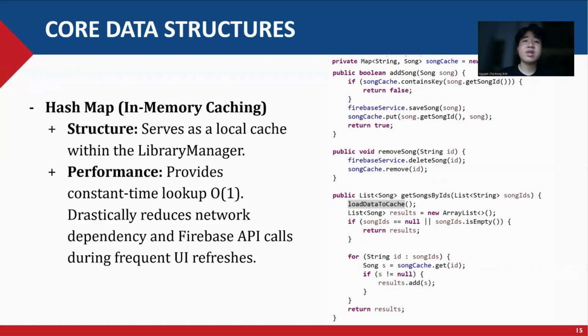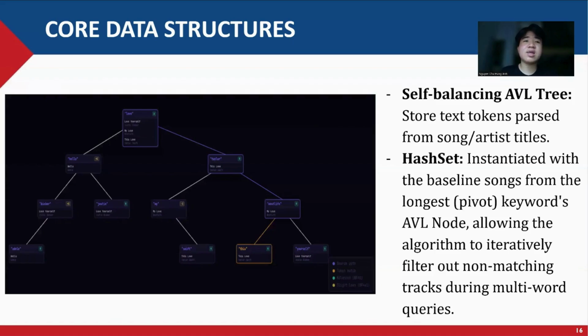And finally, the backbone of our search engine is a self-balancing AVL tree, acting as an inverted index to store keywords. For multi-word queries, we pull the initial song pool from the primary pivot node and load it into a temporary hash set. This allows us to dynamically filter the pool down to the exact intersection of matches efficiently.